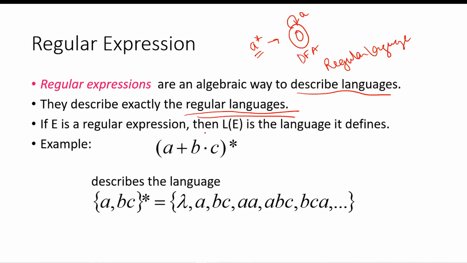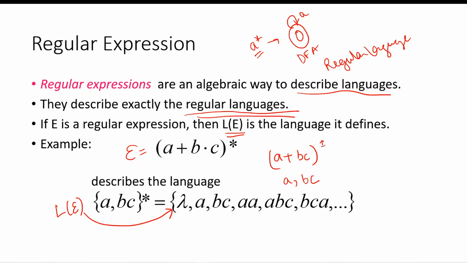If E is the regular expression, then the language of E is what it defines. Here it is saying A plus BC. If I raise this star to a power of 1, it becomes A or BC. So A can be derived as a one-length string, and the other string can be BC. Both A and BC should be in the language.